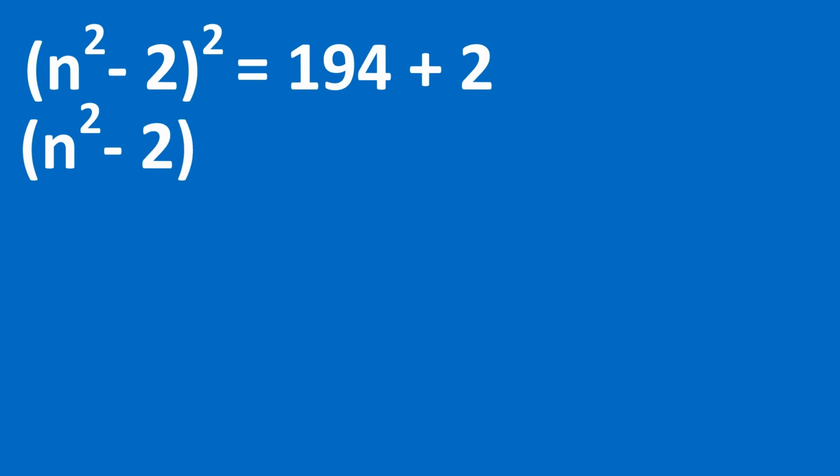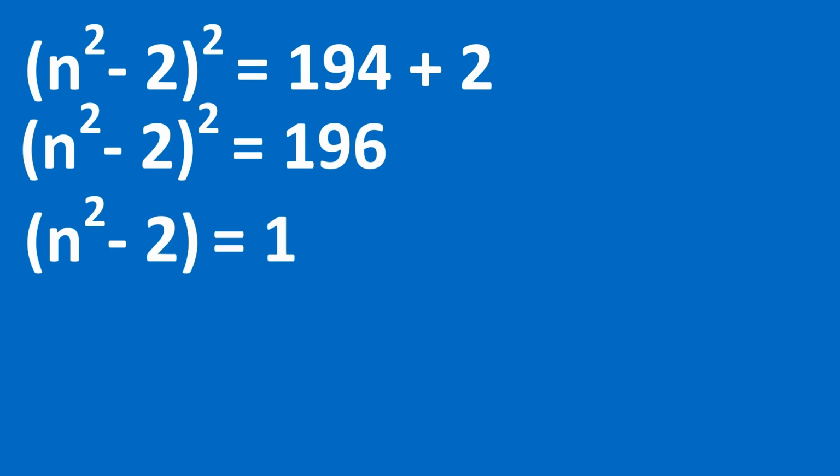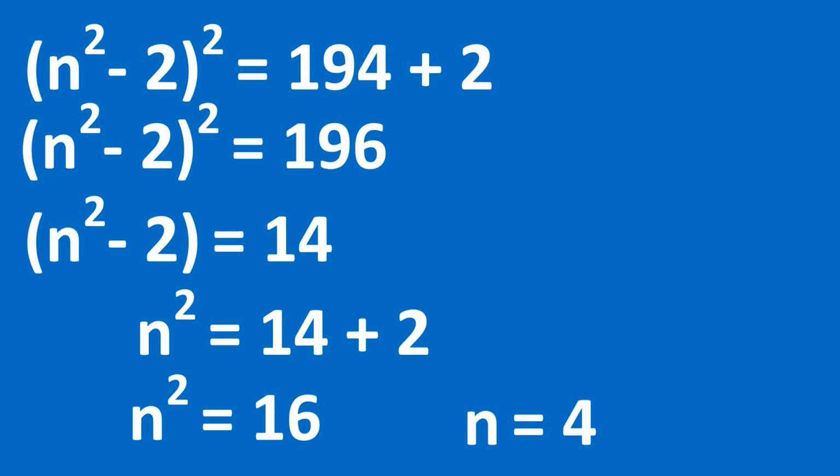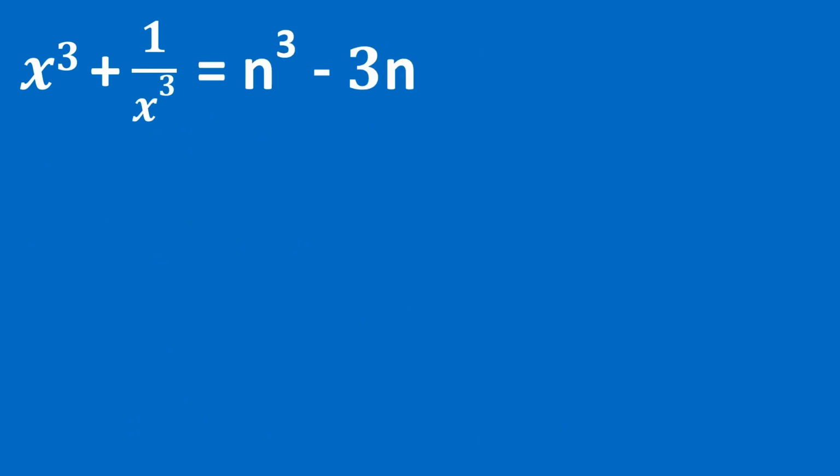So now that we have established that (n squared minus 2) all squared is equal to 194 plus 2, which is 196, we'll take the square root of both sides. We have n squared minus 2 equal to 14 because the square root of 196 is 14. So we'll take the minus 2 on the left-hand side to the right-hand side. It now becomes plus 2. So we are left with n squared equal to 14 plus 2, which is equal to 16. If n squared is equal to 16, our n is equal to plus or minus 4. But we use n equals 4 in this example. So now we have established the value of n, and n is equal to 4.